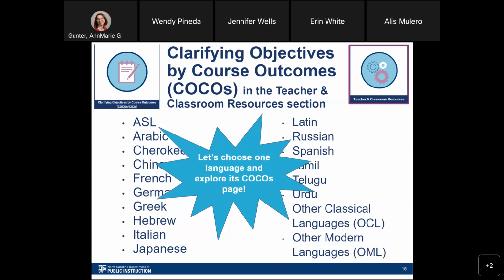Nice. Well, I'll tell you what, let's click over to the Clarifying Objectives by Course Outcomes page. And I will put that direct link to that page in the chat while you're finishing up letting me know which language you want to look at. And I'm going to link over to that page. It's linked on this slide already.